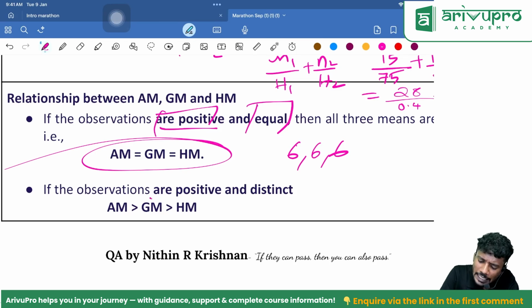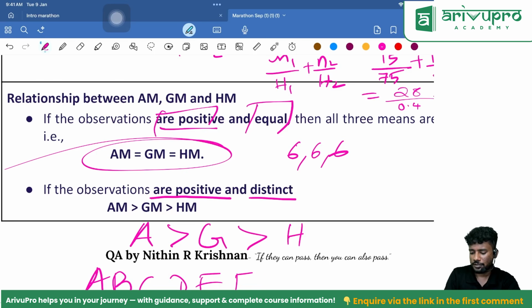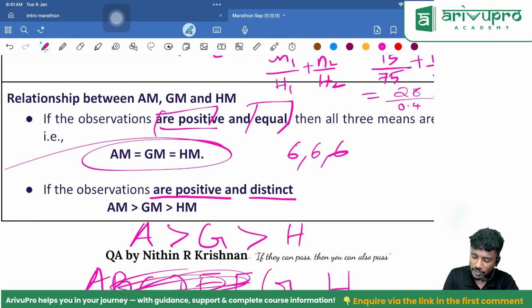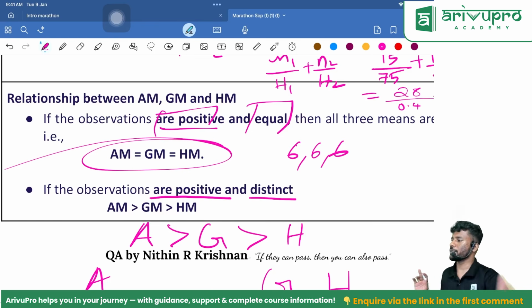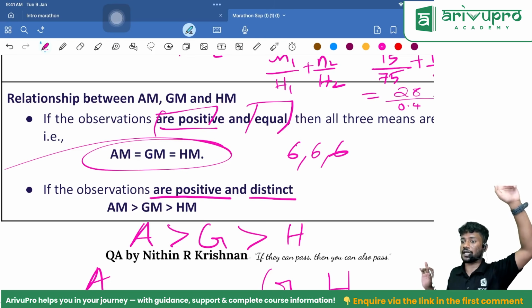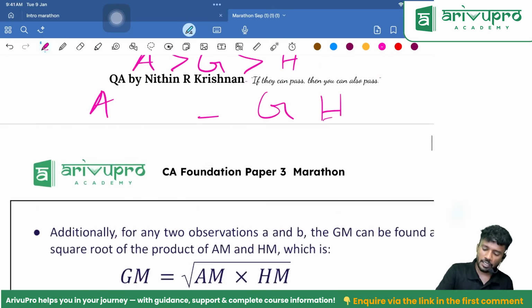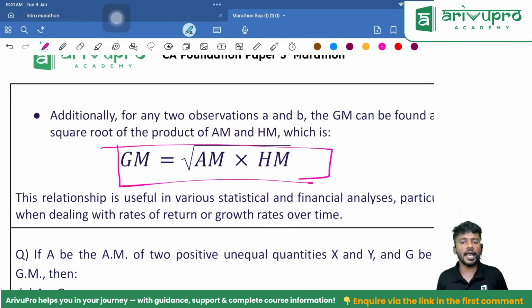But when they are positive and distinct, A will be greater than G, G will be greater than H. I think you remember. You know ABCD? E, F, G. So what is coming first? A is coming first. Then who will be there? G will be there. Then who will be there? H will be there. So follow that pattern. Arithmetic mean is greater than geometric mean is greater than harmonic mean.